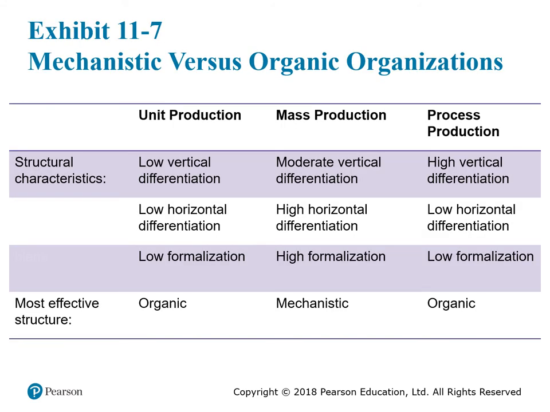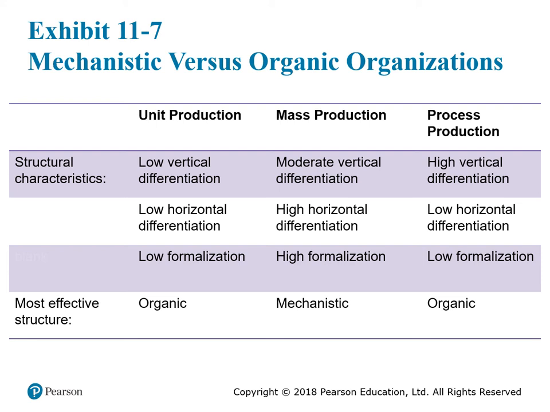So this nice exhibit shows us what sort of structure works better with which type of technology. If you're a smaller organization and your production is relatively small and you measure it in terms of units, then it's probably a better idea to go with an organic structure. Why? Because you need less formalization. You have low vertical and horizontal differentiation. We have seen those in the previous chapter.